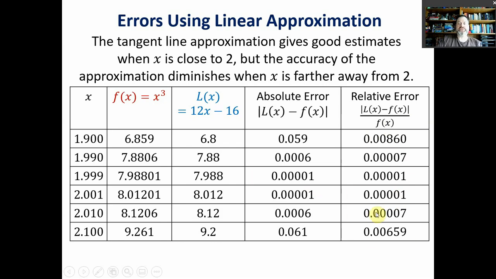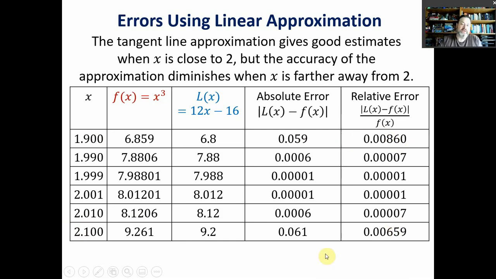So we're mostly interested in the relative error. You might call it the percent error, right? We could convert this to a percentage if we wanted to. And what you can see from the table is that the numbers that are very close to 2 have a small relative error. If you move out a little bit, 1.99, 2.01, the relative error increases a little bit. And then if you move away even more, so 1.9 and 2.1, the relative error really starts to increase, right?